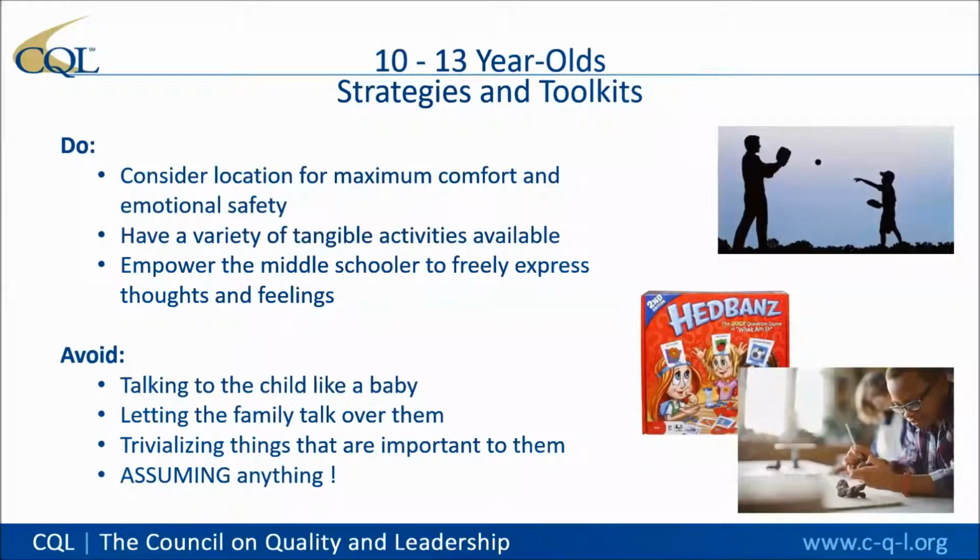Trivializing things that are important to them, that's really important to avoid, because nobody likes it when that happens. Assuming anything, you never want to assume anything. Everything is different for everyone, and you need to be open-minded. Another one I say to my kids sometimes is, "when I was your age." You definitely don't want to do that either, because things have changed a lot, and that's not our role as an interviewer.